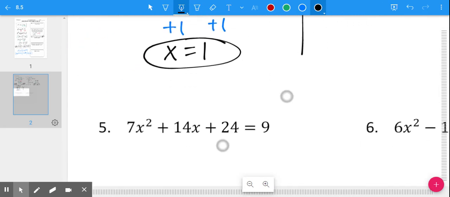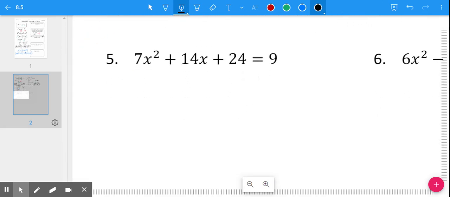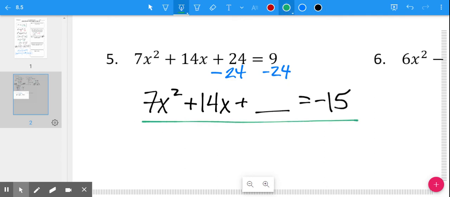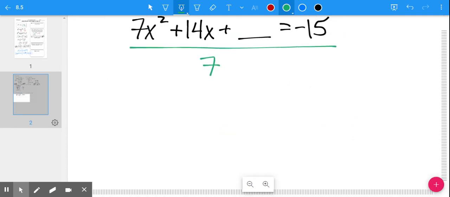All right, number 4 I'm going to leave for you guys to do, but we're going to do this one together. So the first thing we have to do is move our constant. So subtract your 24 on both sides, and then we're left with 7x squared plus 14x plus something is going to be negative 15. So we're going to divide the entire equation by 7. And that way we can eliminate that coefficient in the front.